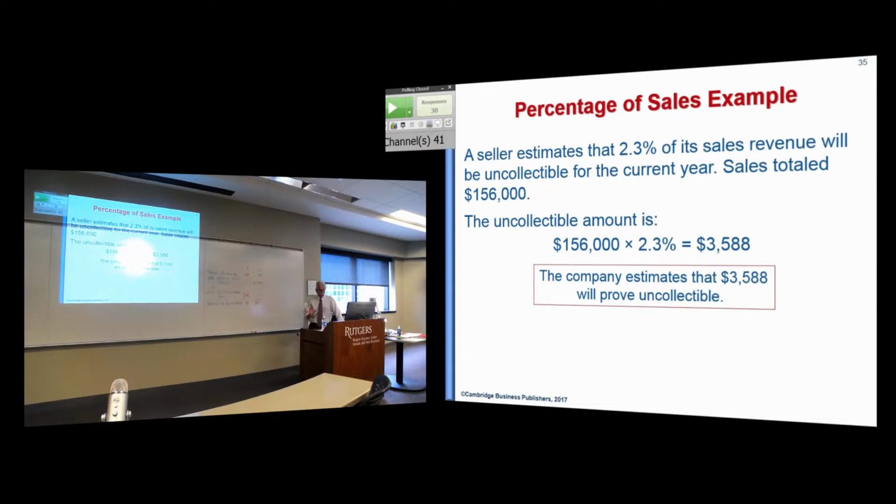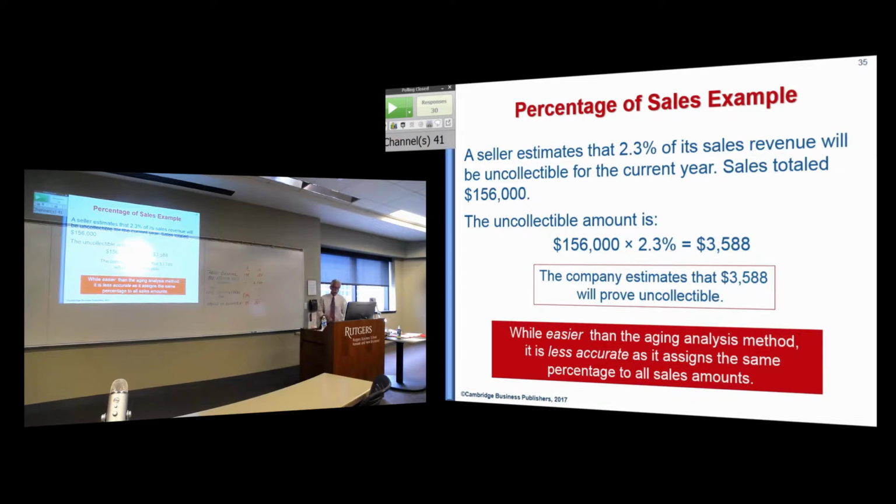We're going to see some journal entries now in a minute. But the bad debt expense is going to match with the credit sales for the year, not necessarily going to give you the balance that you would want. Now, it is easier, of course, than the aging, but it's less accurate from a balance sheet perspective because it assigns the same amount regardless of the balance of the allowance for bad debts.